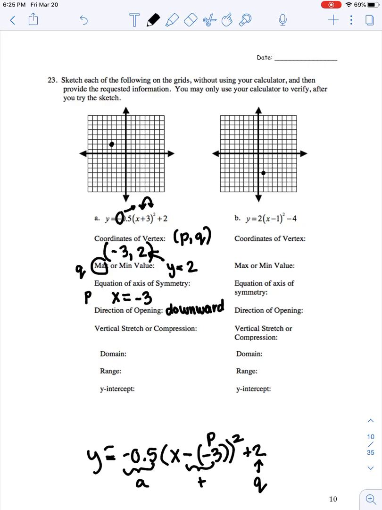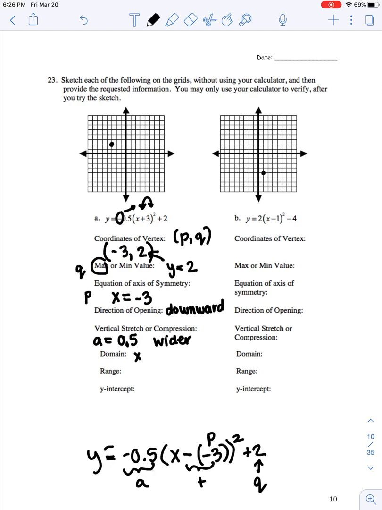We already know it's downward facing, and we're also going to say that there is a vertical stretch or compression, so that's our A value. Since our A value is 0.5, we don't look at the negative. That only tells us if it's upward or downward facing. The 0.5 tells us that it's going to be wider. It's going to get wider than if we were to compare it to y equals x squared.